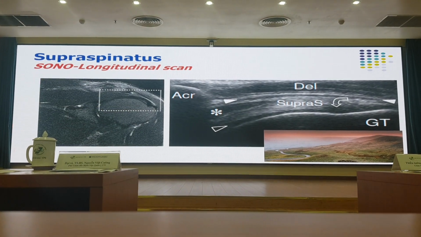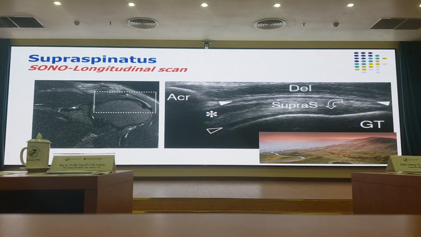And it looks very similar to the coronal scan of the MRI. This is one of the most frequent views in the MRI.